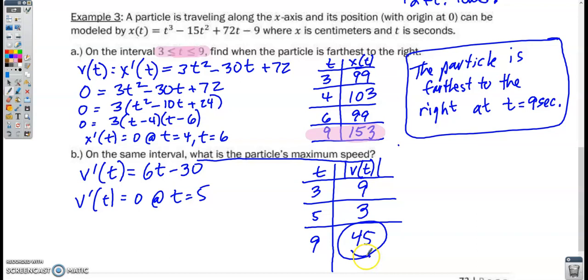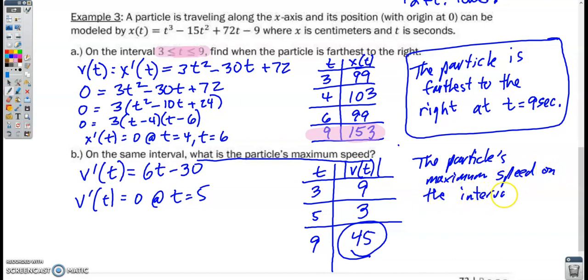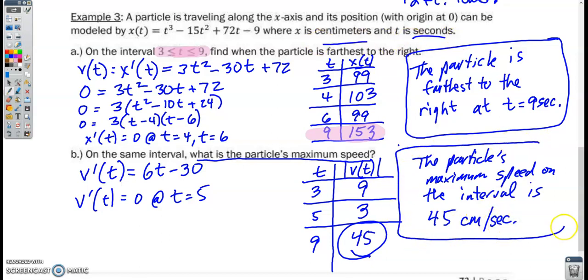So that's the optimal value here. Notice we didn't use the maximum position in part A, but in part B, our answer to the question is the maximum speed. And so the particle's maximum speed on the interval is 45 centimeters per second, because that's what speed would be measured in with the units that we're given. And there's our answer. And that's some optimization with particle motion.